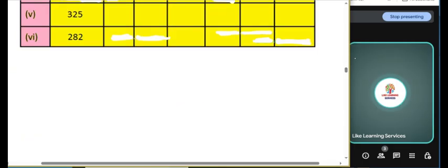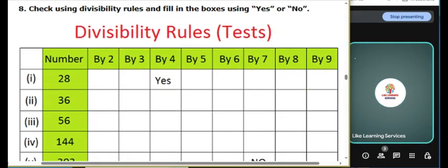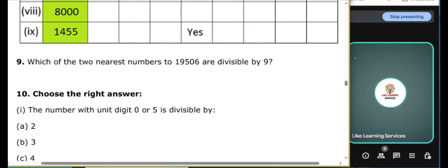Am I right? Okay, I think it's the same thing. Check the divisibility rules, filling yes or no. That's the same principle. For instance, 144. Is it divisible by 3? 1 plus 4 is 5, plus 4 is 9. So we can actually put a yes here. And then you fill the rest just for your practice question.